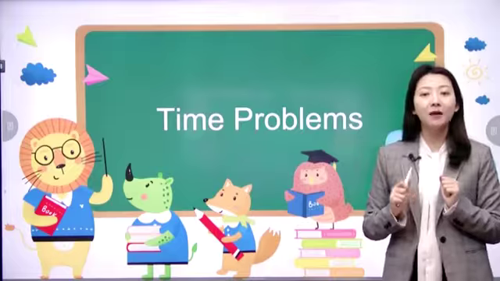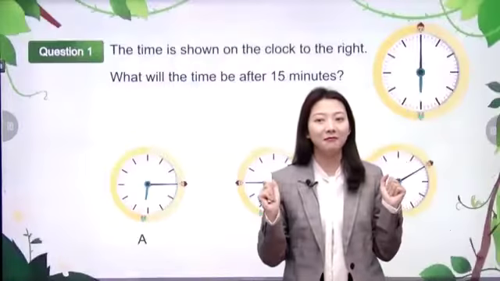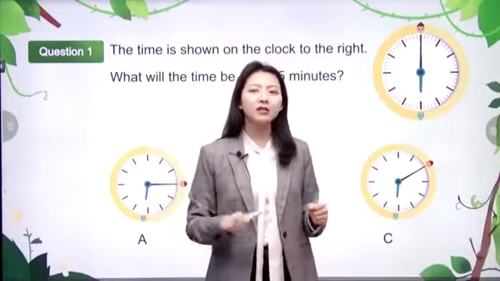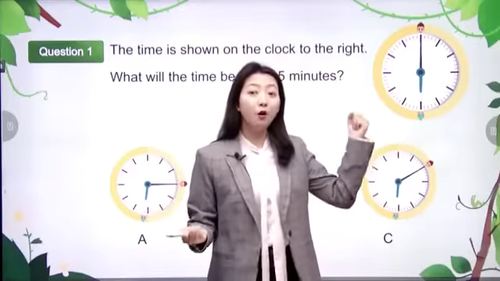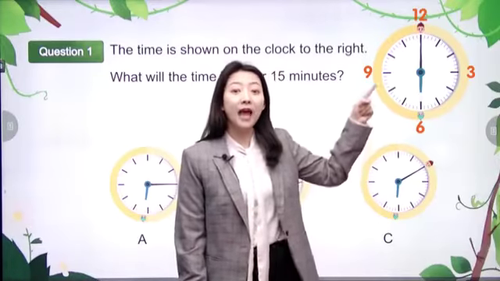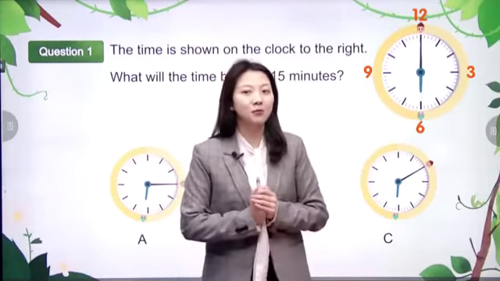And speaking of time, we have to know the thing that tells us the time, right? The clock. Well, suppose your mom is cooking, okay? And she asks you, what time is it right now? You know that it is 6 o'clock, right? Why? Because the hour hand is pointing at 6 right now.